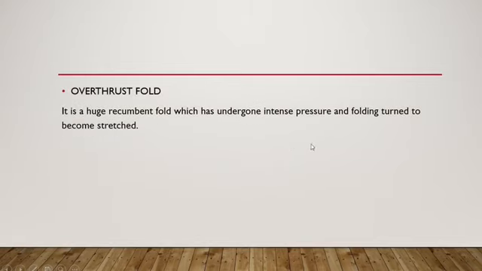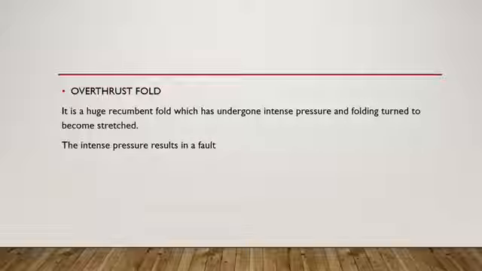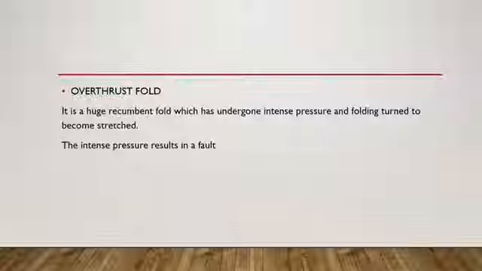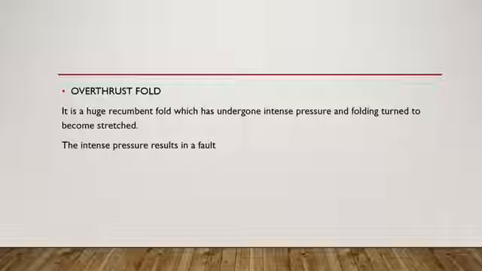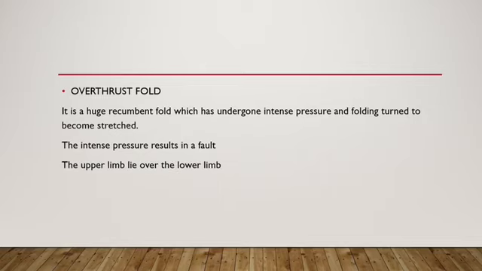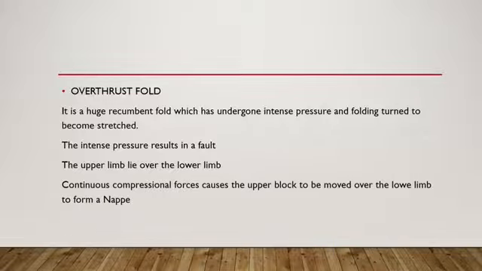Then we look at the overthrust fold. When a recumbent fold undergoes intense pressure, something occurs. Because of continuous pressure exerted on the recumbent fold, a fault may develop on the fold. And once the fault is developed on the fold, it will cause the recumbent fold to break. Now when it breaks, continuous pressure on the fold will push. Thrust means it will push it, it will shift it. So it will push the blocks away from each other, and so the upper limb will lie over that of the lower limb.